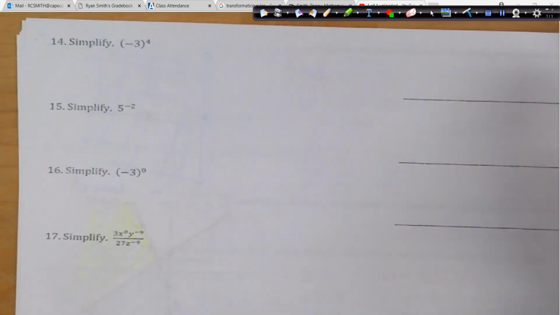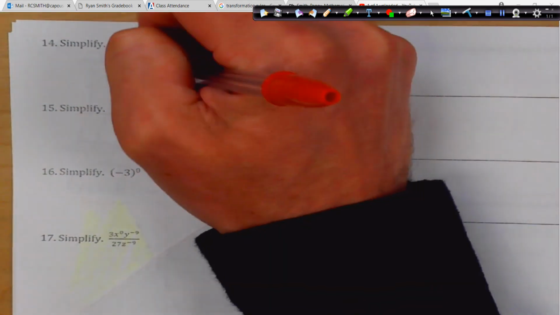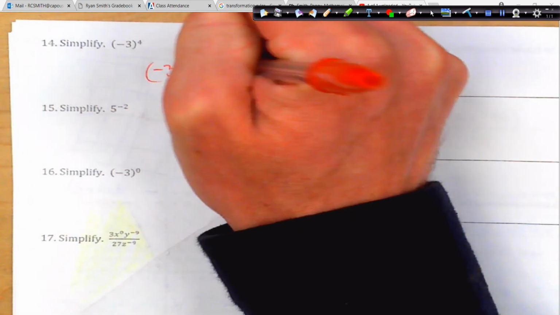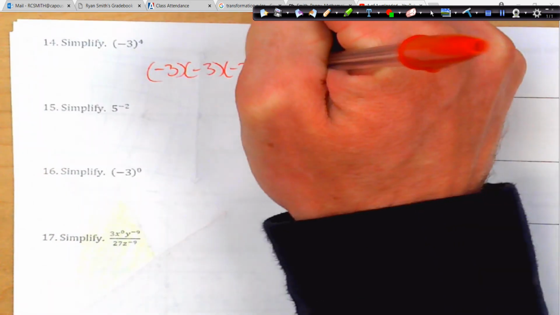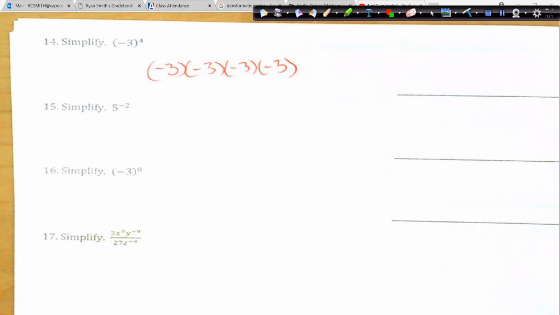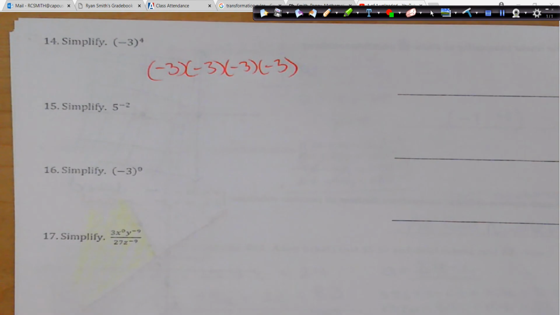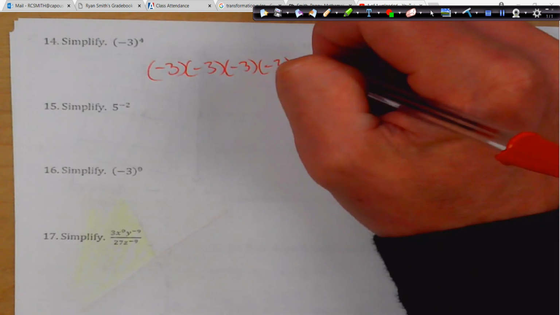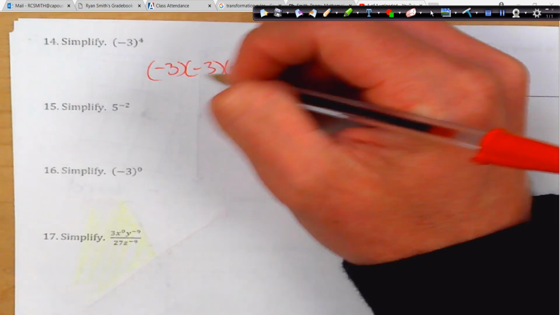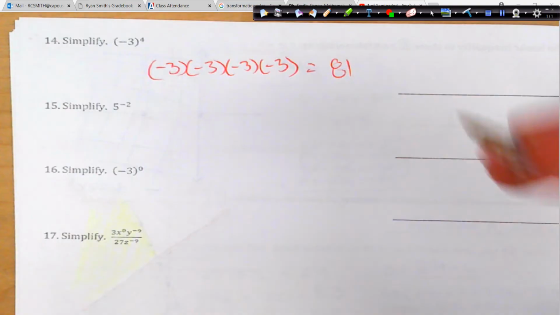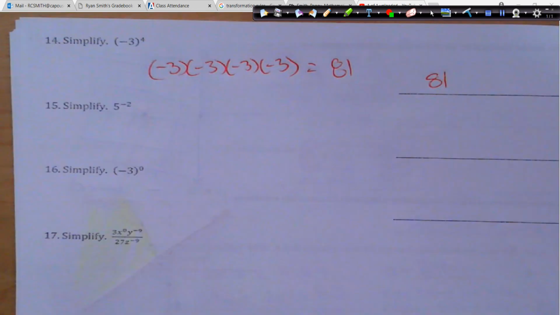Negative 3 to the 4th power, well, it's basically negative 3 times negative 3 times negative 3 times negative 3, which essentially you can just do in your calculator. So that's going to be 3 to the 4th power. You have an even amount, so it's going to stay positive. Okay?